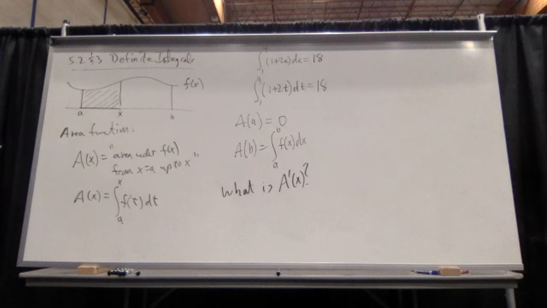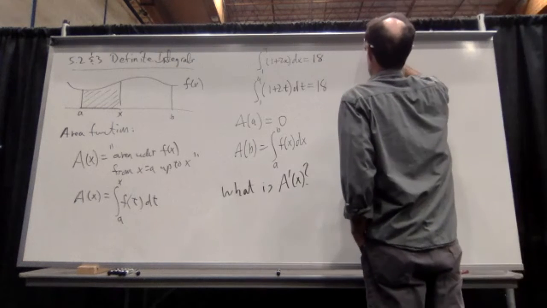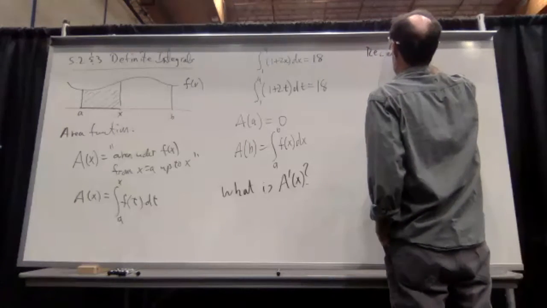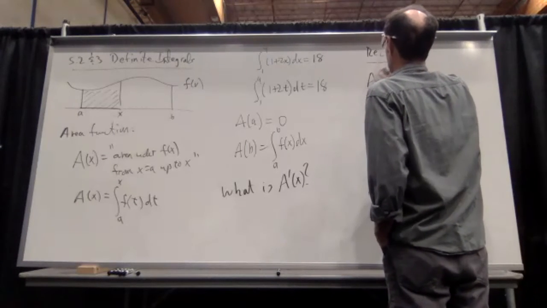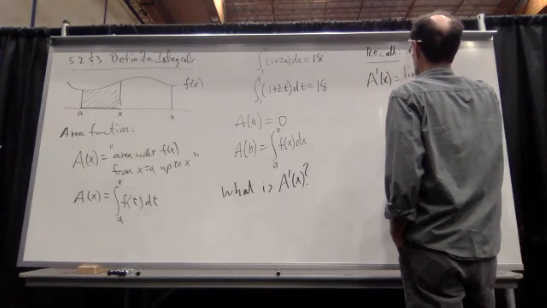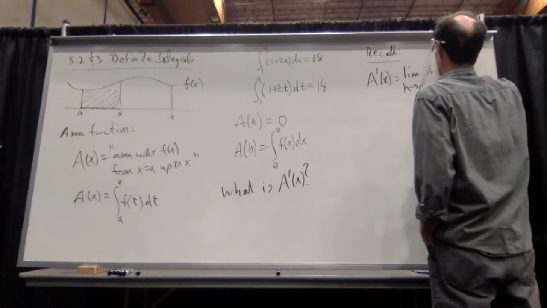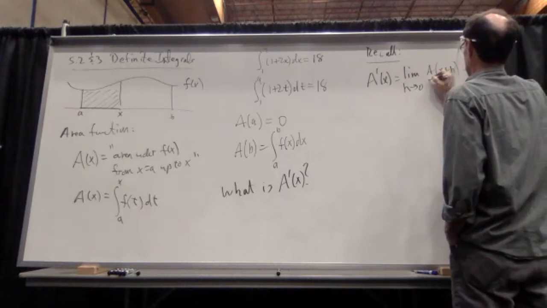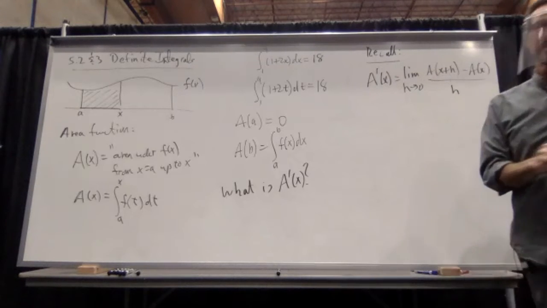Well, the function f could be anything whatsoever. So we're not thinking derivative rules. We're thinking about what it means to be a derivative. And let's just remind ourselves. We haven't had to mess with this for a while, but we never forget it. Applied to the function at x, it's the limit as h goes to 0 of A(x + h) minus A(x) divided by h.